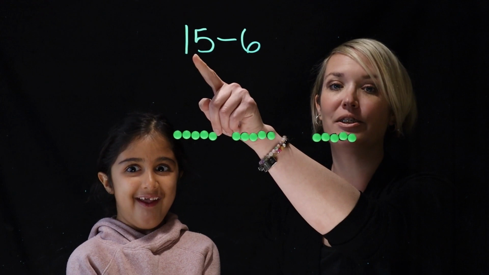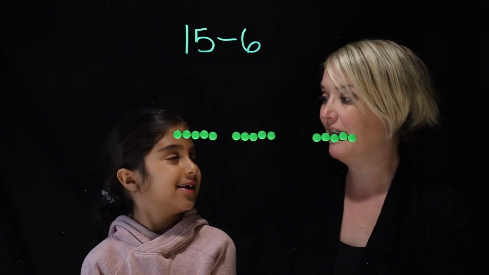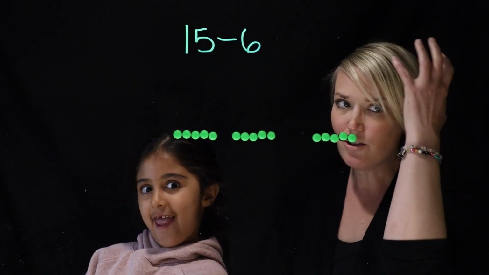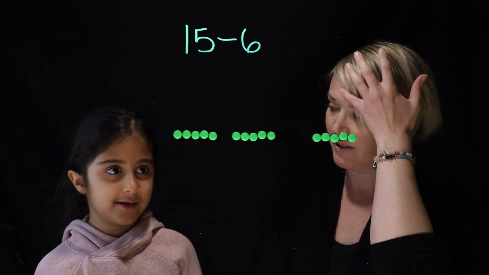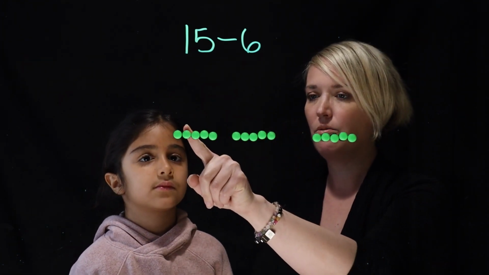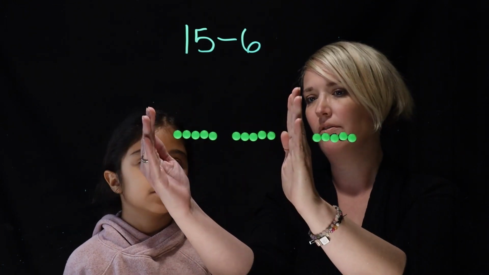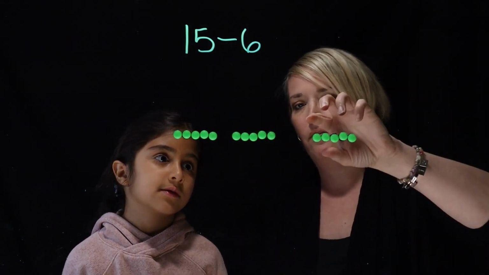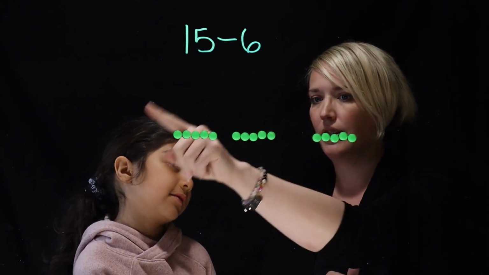Hi everyone, today we're doing 15 minus 6. And Nikki's going to tell us how she thinks about this in her mind, right? So Nikki, there's 15 here, right? There's 5 in each one, and 5 plus 5 gives you what? 10. And then 5 more. So 15 all together. Yeah, we have 10, 15.